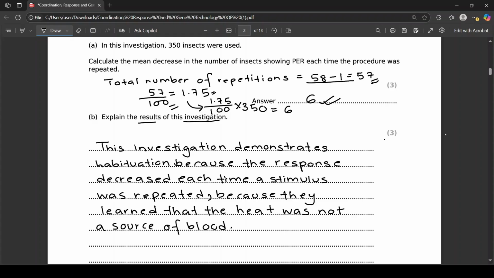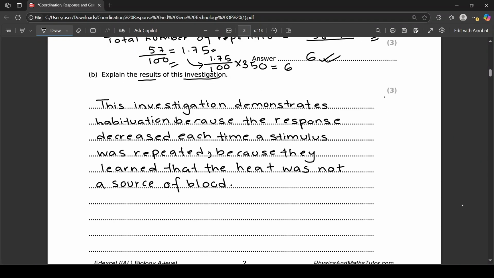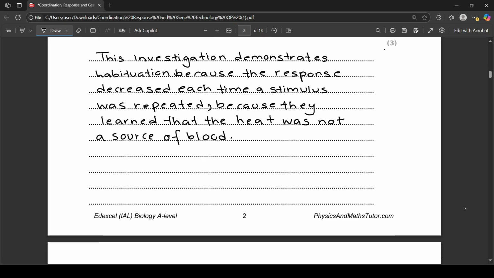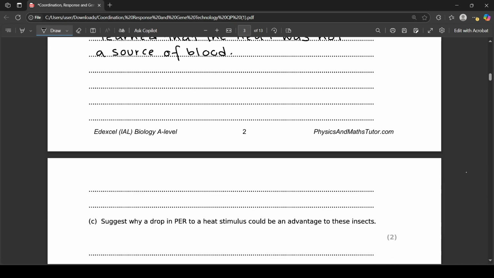And then, since it's 3 marks, we have to talk about why that particular response happened, or basically explain the result. Why did this result come? Because what happened was that the insects realized that the heat was actually not a source of blood. Okay, are we following? I hope this is clear to you. Now let's move on to the next part.